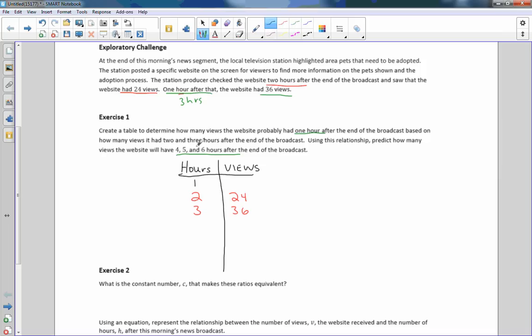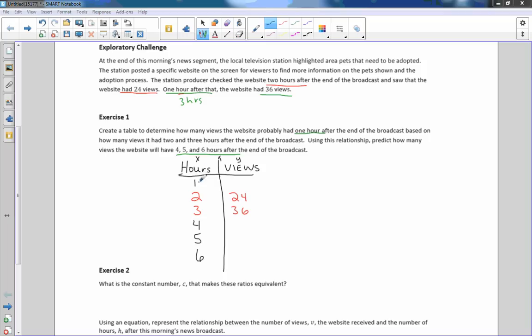And the question wants us to do 4, 5, and 6 as well, so I need 4, I need 5, and I need 6. So this is the layout of what we're trying to find. We know X's or H's, and we know Y's or V's. We want to know what K is, or our constant of proportionality. Okay, so let's pretend I didn't say constant of proportionality here. I'm getting ahead of myself. Let's just call it a rate at this time. At what rate are they getting views per hour?